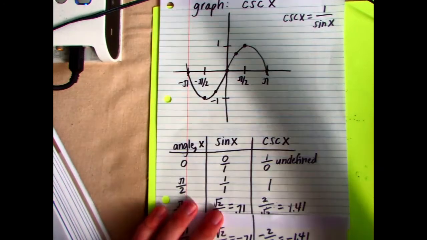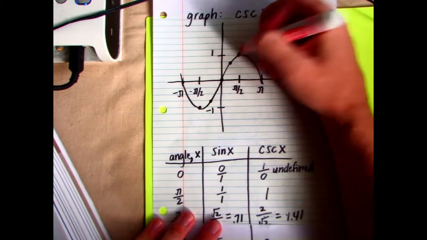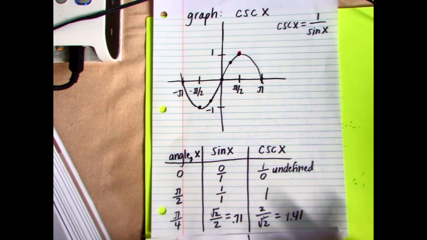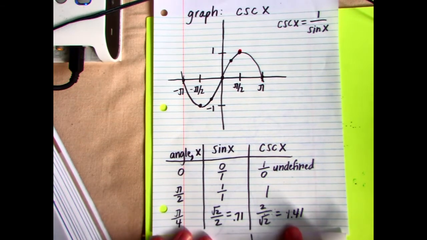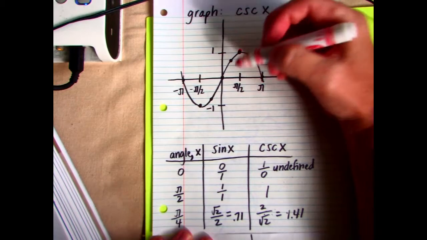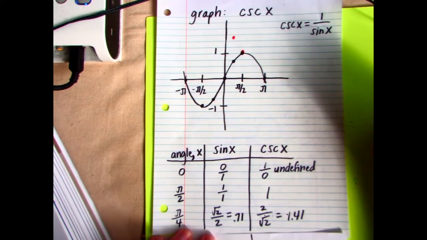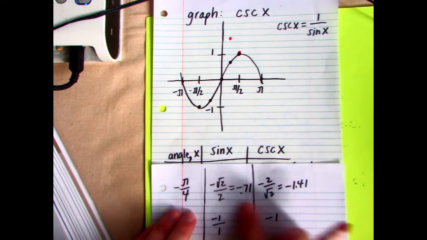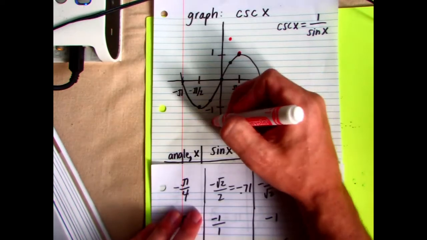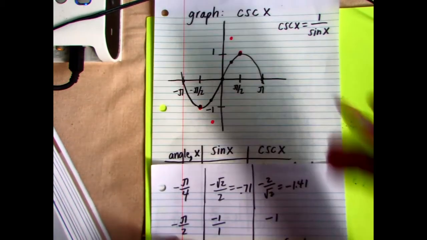So let's plot these points now. And I'm going to do this in red pen. So at pi over 2, the point is still 1. At pi over 4, the point is now 1.41. At negative pi over 4, it's negative 1.41. And at negative pi over 2, it's negative 1.